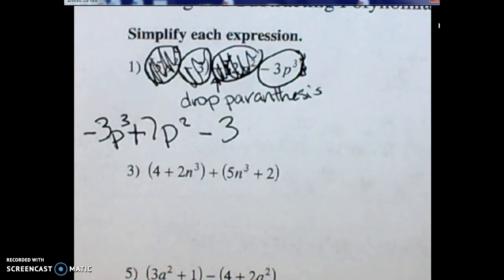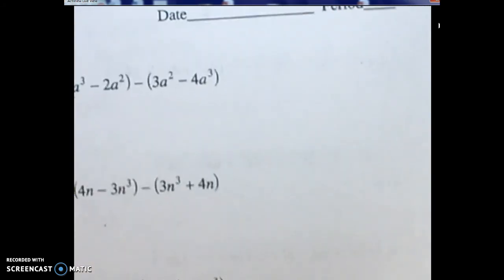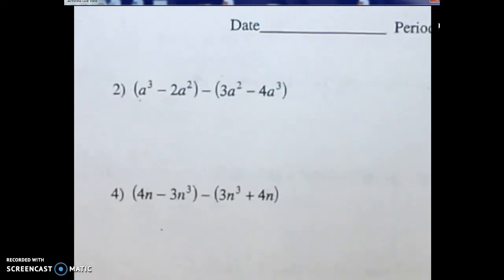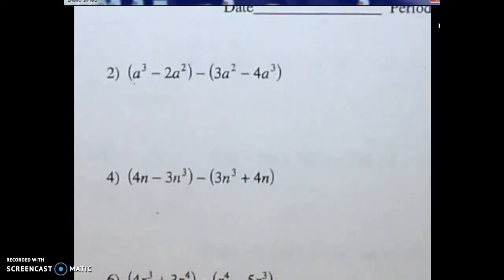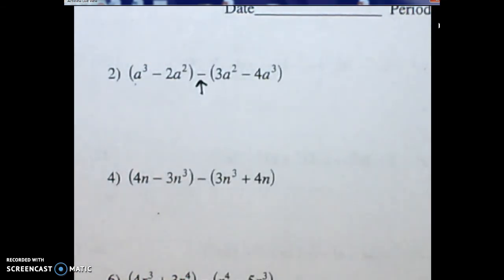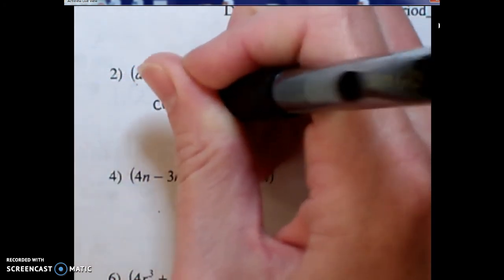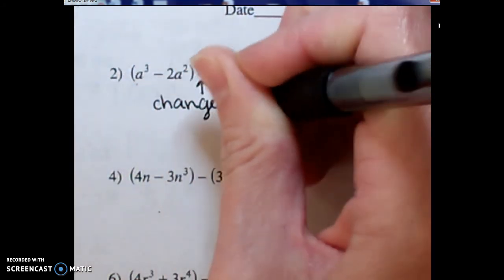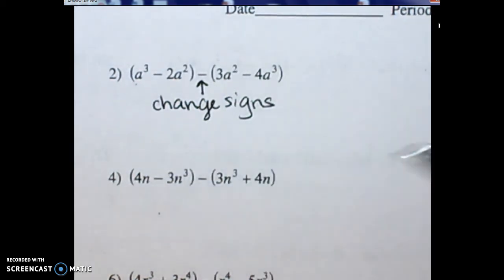All right, so let's look at problem number 2. Problem number 2 on your paper is the same idea, but now we are subtracting. So again, looking at the problem, the first thing I notice here is that there's a subtraction sign. When you see that subtraction sign in front of your second parentheses, that means that you are going to change the signs. All of the signs in that second set of parentheses are going to change.